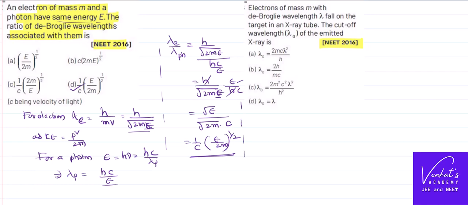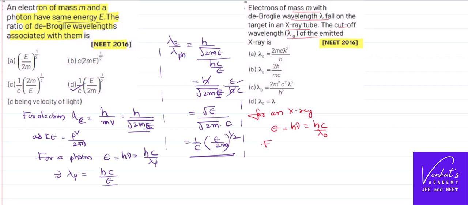Let's have a look at the other problem. It says an electron of mass m, de Broglie wavelength lambda, falls on a target of an X-ray tube. The cutoff wavelength of the emitted X-ray is? So for an X-ray of cutoff wavelength lambda naught, energy equals h nu, that is hc by lambda naught. That is the energy of the X-ray. Now he is saying what is the wavelength of that electron.